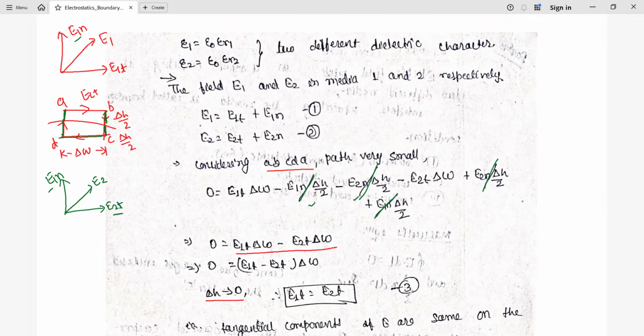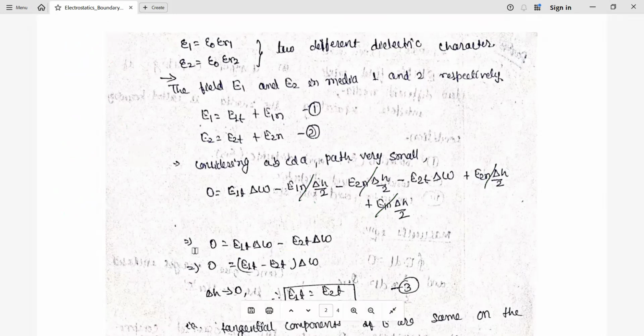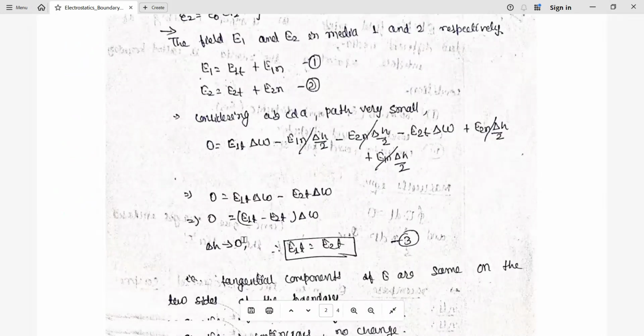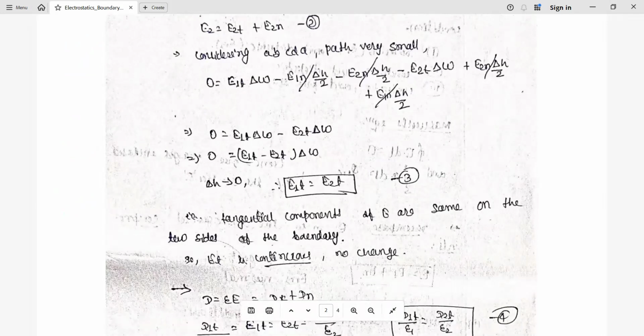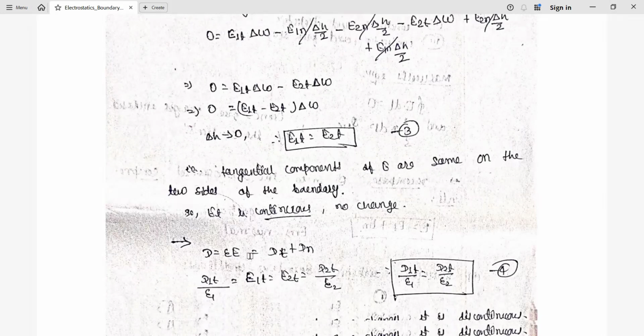So finally, what we are seeing is that the tangential component of the electric field intensity is the same at the interface. That is the boundary condition for the dielectric in case of electric field intensity. So this tangential component is the same. It shows that the tangential component is continuous. Okay, and there is no charge region. We are considering del S tends to 0, very small.